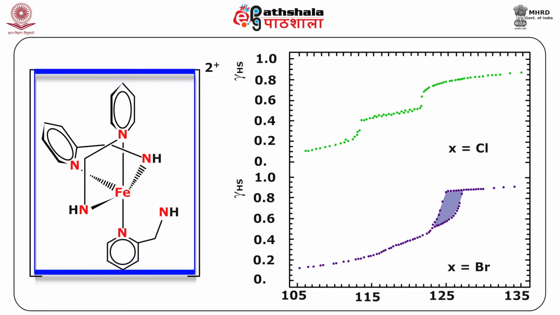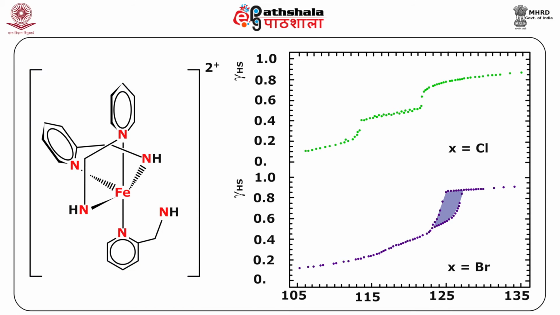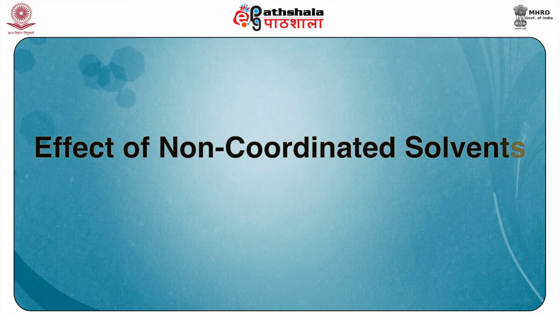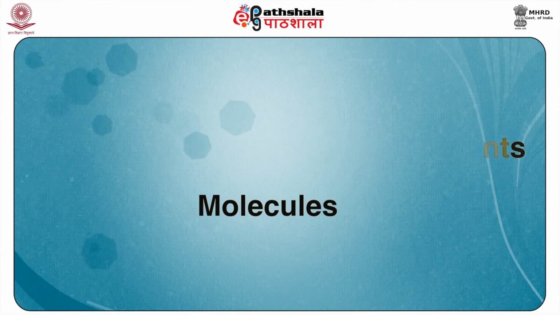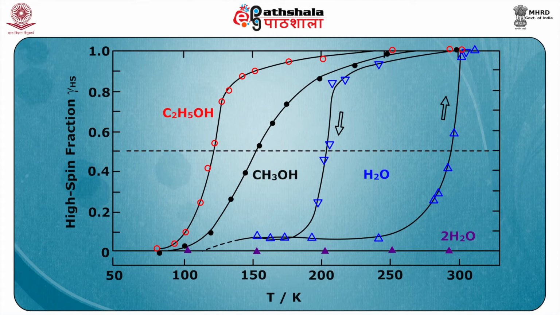For the 2-picolylamine complex of iron salts, the degree of completion and steepness of the spin transition curves increases in the order iodide to bromide to chloride. Effect of non-coordinated solvent molecules. The nature and degree of solvation of salts or neutral species can also alter the transition temperature. The nature of solvate molecules in the complex determines the transition temperature.